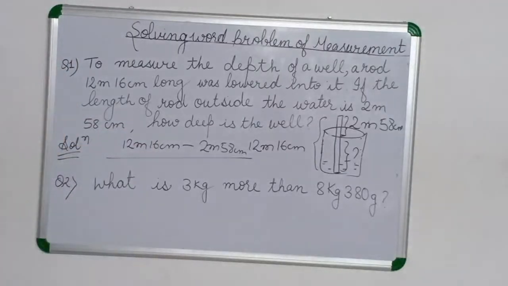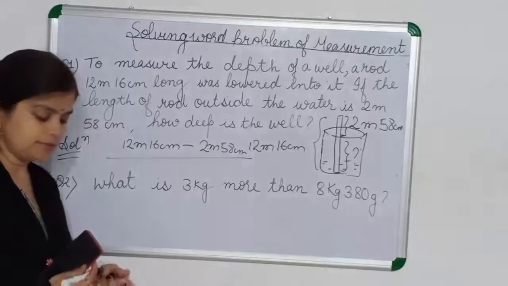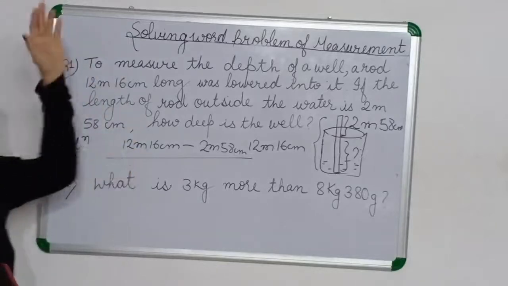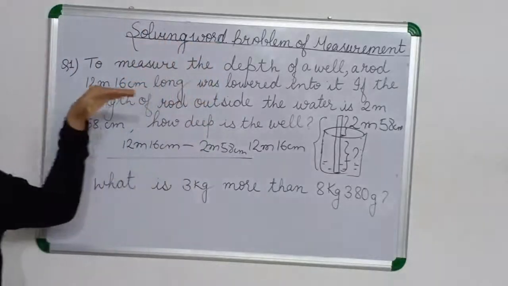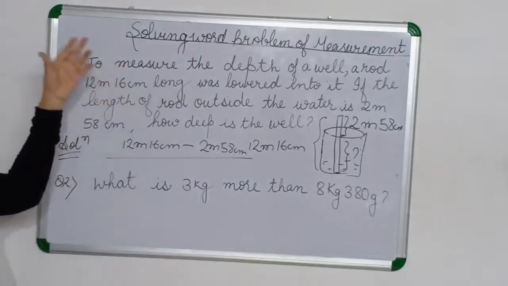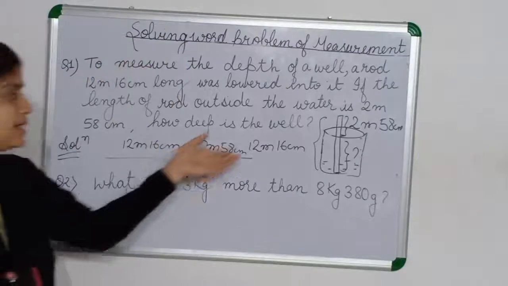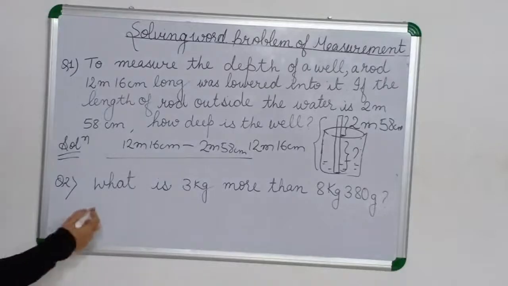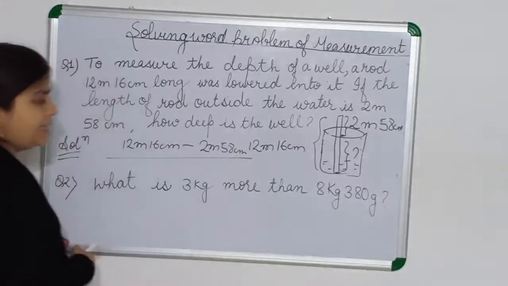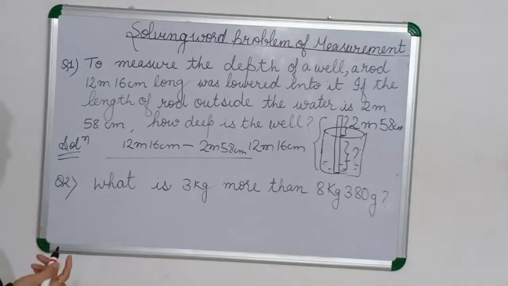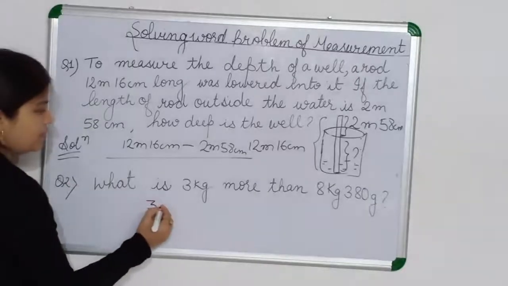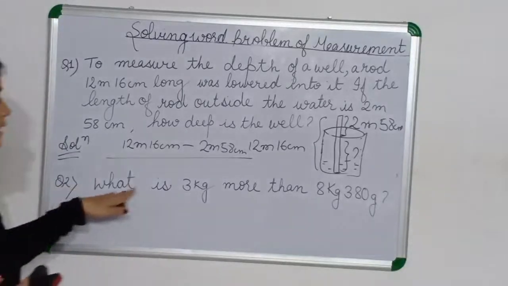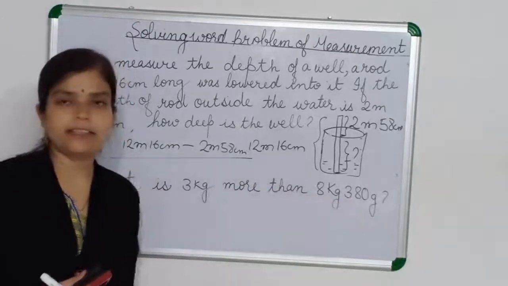Now here is the second question, which is similar to the question that we have discussed in the first example. There we are adding: the height was given of the building, and by adding we are finding the height of another building. Here by subtracting we are finding the depth of the well. Now here is another question. What is 3 kg more than 8 kg 380 gram? Read it again and again. What is 3 kg more than 8 kg 380 gram?